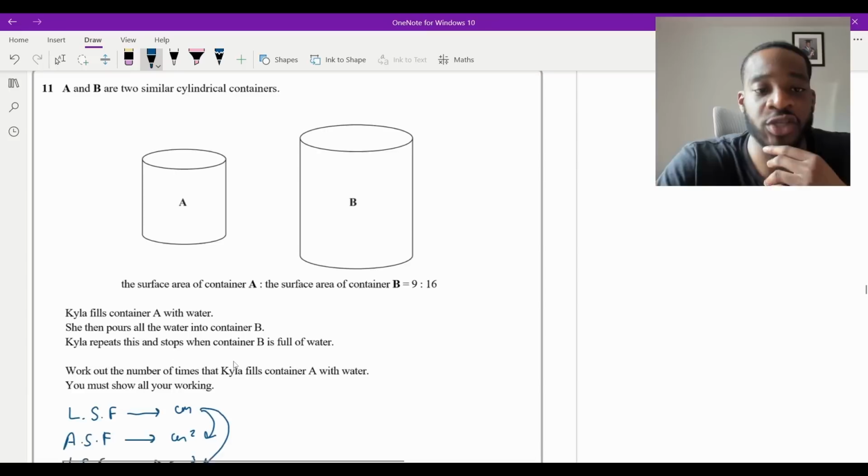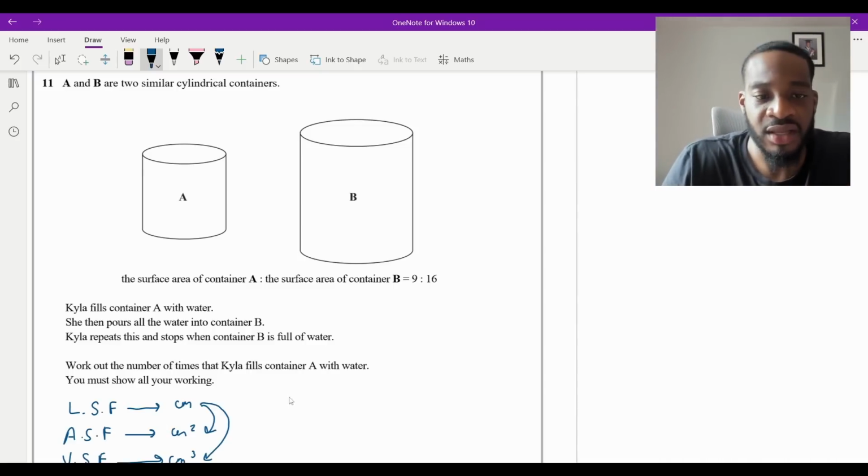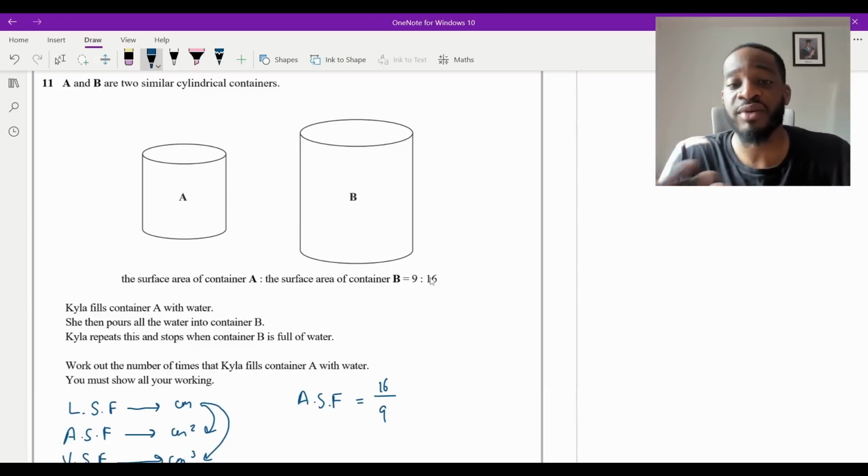So we have the surface areas of container A and container B. For me, that tells me that I can calculate the area scale factor. Because if you think about it, the area scale factor, I'll do it here. Well, the area of container B is 16, area of container A is 9, the surface areas, right? So the area scale factor will just be the biggest divided by the smallest, which is going to be 16 divided by 9, right? And remember, ratios and fractions are equivalent ways of expressing the same thing. So the fact that there's 9 to 16 here, I could write this as 16 over 9 and so forth, right? So the area scale factor is 16 over 9.